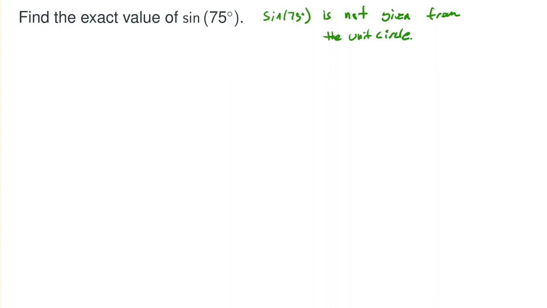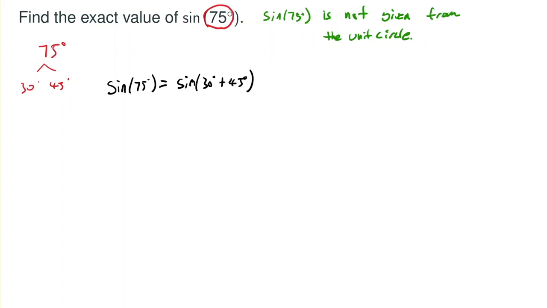So what we do is we try to break this angle, 75 degrees, into two angles that are on the unit circle. So we can use the unit circle values. So we can either find two angles that we add to get 75, or two angles that we subtract to get 75. But here we can actually separate into 30 and 45 degrees. Okay. So here we can rewrite sine of 75 degrees equals sine of 30 degrees plus 45 degrees.